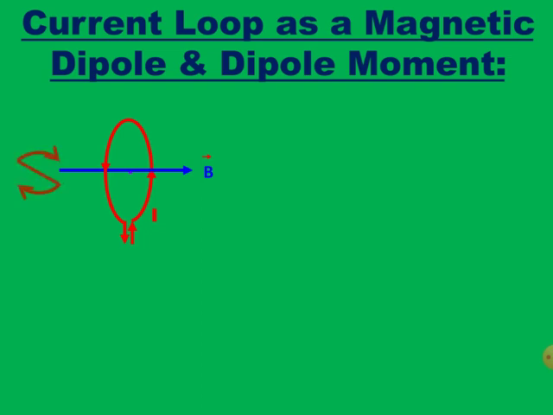Here also it is the same thing. So this side, the left side, will be the south pole and the right side will be the north pole. Why? Because here you will see the direction of the current as anti-clockwise, but if you observe it from this side, then the direction of the current is clockwise, like this, right?